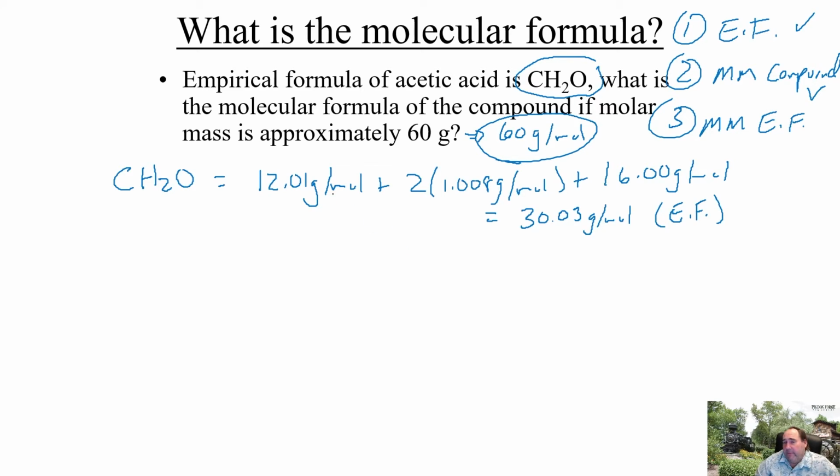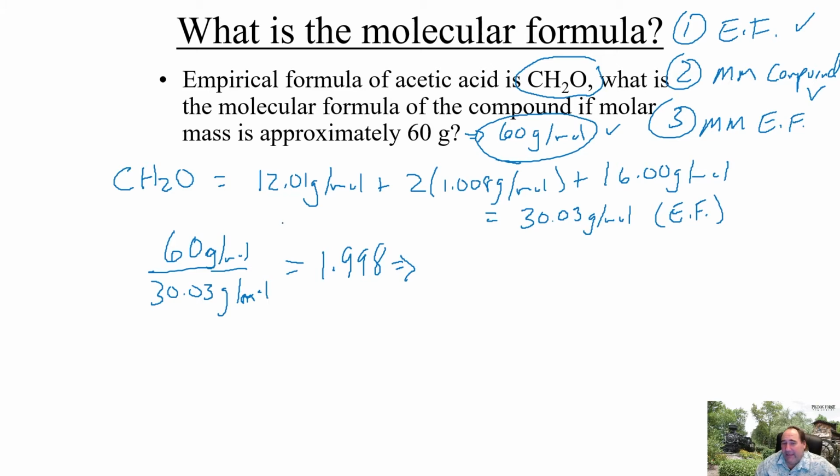Now that we have our empirical formula molar mass, and we have the molar mass of the compound, we're just going to divide the two. So we're going to take 60 grams per mole divided by 30.03 grams per mole. It's going to give us 1.998. Once again, that is fairly close, and it's pretty much okay in this case to round. That's going to be a 2.